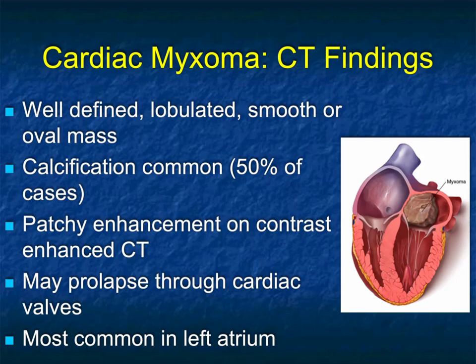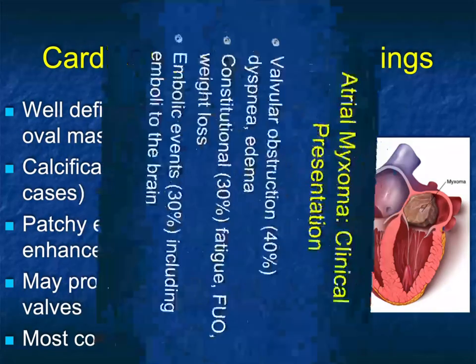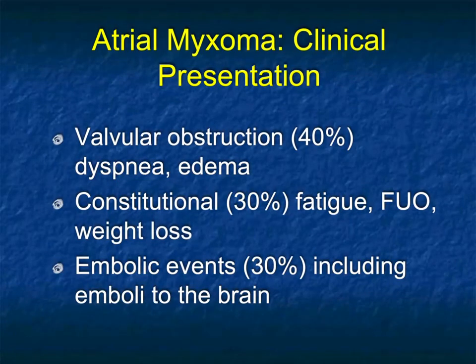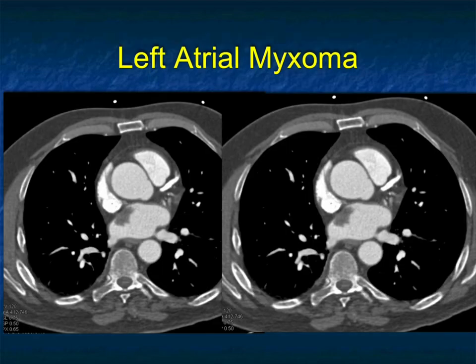Now, just some more facts in terms of CT findings. Most of the time, well-defined, lobulated, and smooth. We mentioned calcification. 14% is the typical number. Some articles go as high as 50%. My experience is probably closer to 14%. Again, significant enhancement is not there, but like all tumors, there is some enhancement present. So, again, the clinical presentation, almost equal: vascular obstruction, constitutional symptoms, and embolic events, and we went through that in more detail a few moments ago.